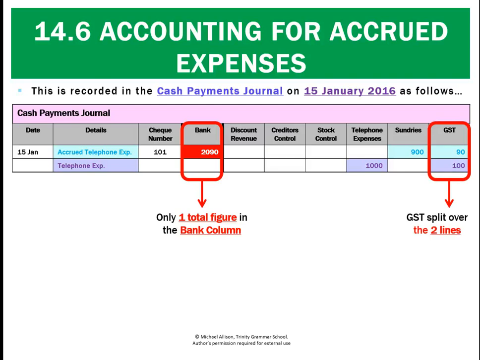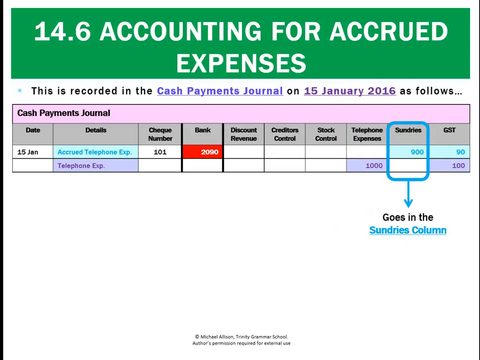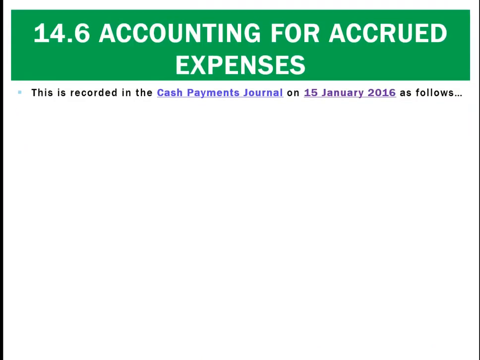The GST needs to be split over two lines. So $90 attached itself to the payment of the accrued telephone expenses from last period, and $100 was relevant to the telephone expense for this period. Make sure that the repayment of an accrued expense is not entered in the telephone expenses column. That's because, like we said, it's not actually an expense for this period. It's paying off an old liability, and therefore that went in the sundries column.